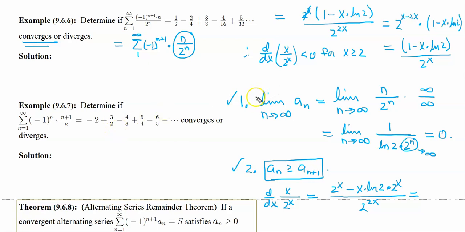And once again, we did that by verifying that the limit as n goes to infinity of the a_n's was 0. We did that using L'Hopital's rule. And then we verified that a sub n is bigger than or equal to a sub n plus 1 by verifying that the derivative of this function, we just replaced the n's with the x's, was negative for x sufficiently large. And that means that this will hold for little n sufficiently large. And so by the alternating series test, we have convergence. Let's take a look at another example.